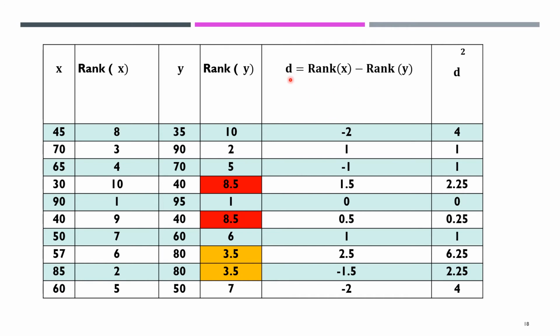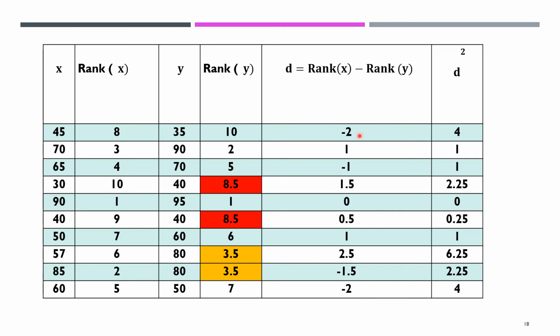Next, calculating D, which is rank of X minus rank of Y. So 8 minus 10 is minus 2, 3 minus 2 is 1, 4 minus 5 is minus 1, 10 minus 8.5 is 1.5, 1 minus 1 is 0, 9 minus 8.5 is 0.5, 7 minus 6 is 1, 6 minus 3.5 is 2.5, 2 minus 3.5 is minus 1.5, 5 minus 7 is minus 2.